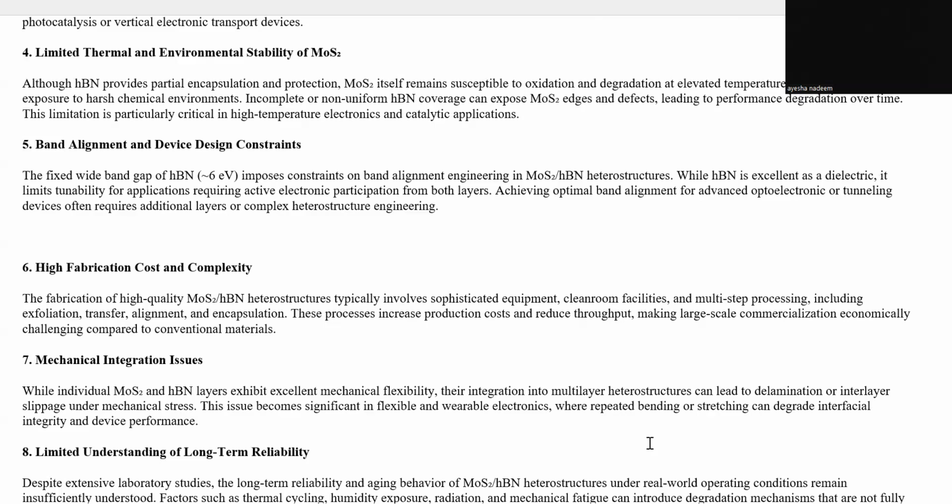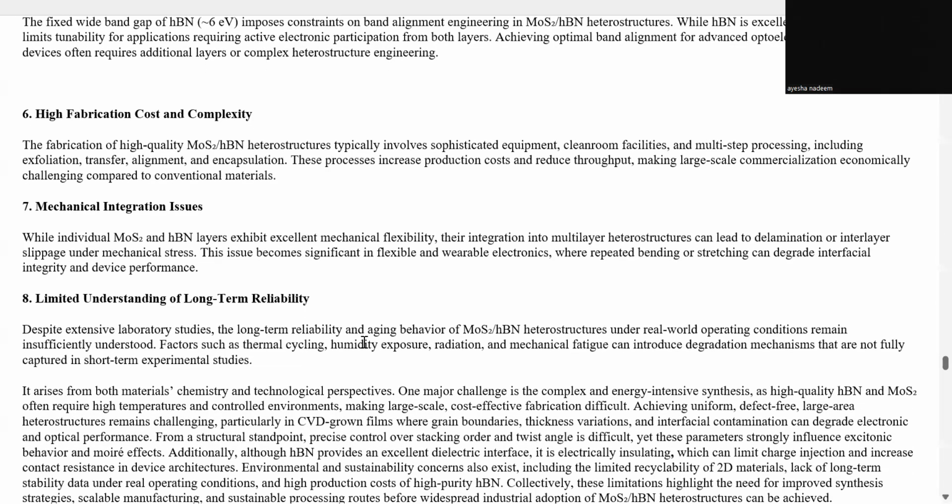The sixth one is the high fabrication cost and complexity. The fabrication of high quality molybdenum disulfide and hexagonal boron nitride heterostructures typically involves sophisticated equipment, clean room facilities, and multi-step processing including exfoliation, transfer, alignment, and encapsulation. These processes increase production costs and reduce throughput, making large-scale commercialization economically challenging compared to conventional materials. The seventh one is the mechanical integration issues.